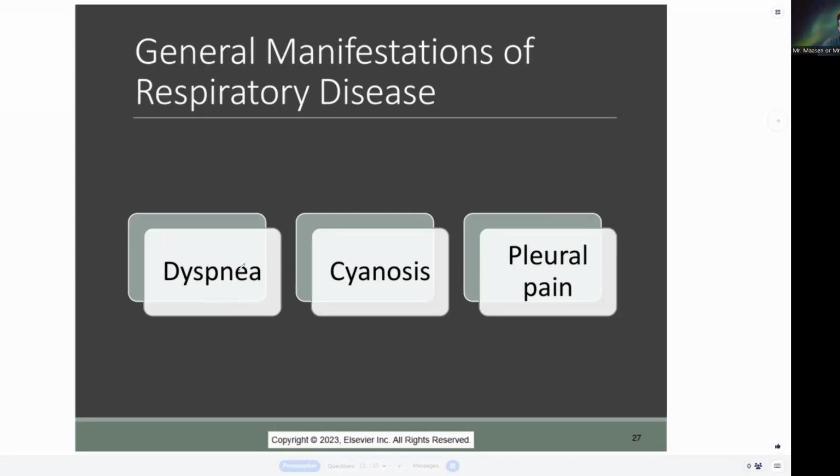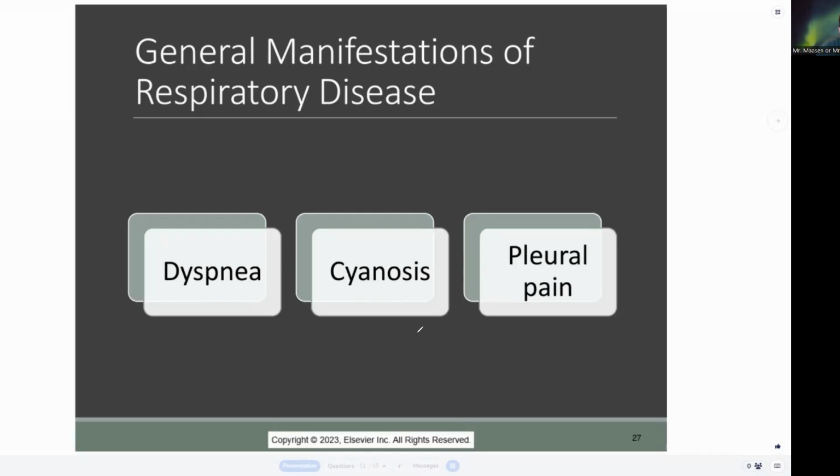Just more general, again, dyspnea. They could have pain around their pleura, which is the membrane around their lungs. So they could have chest pain that's unilateral, on one side or the other. That wouldn't really indicate cardiac issues, but more related to their lungs and breathing.